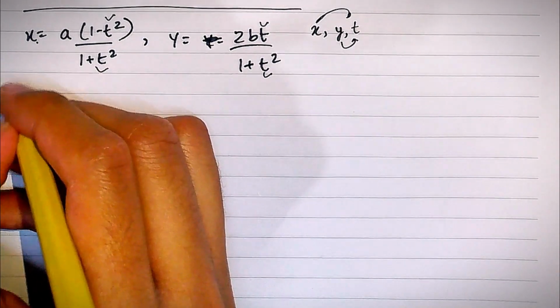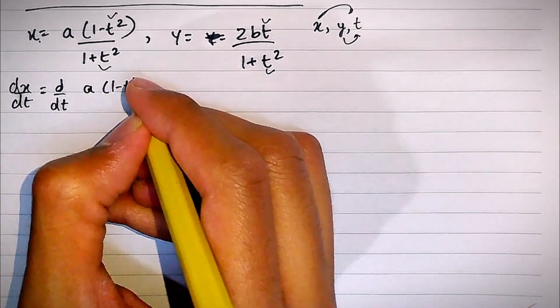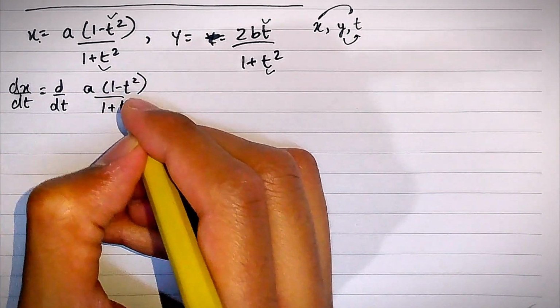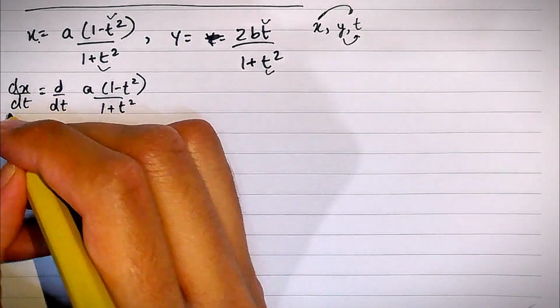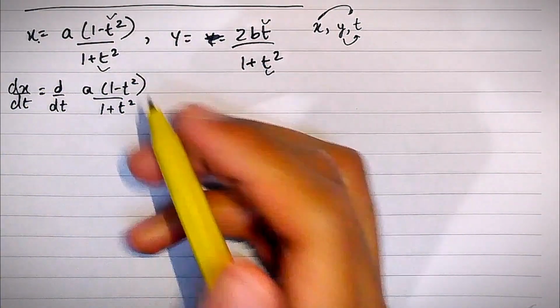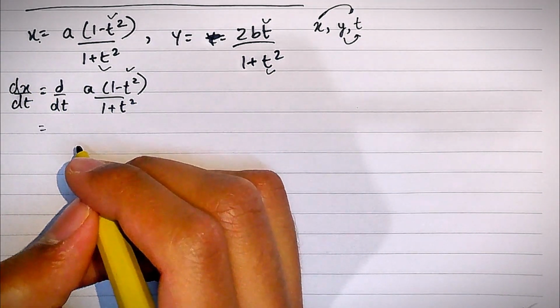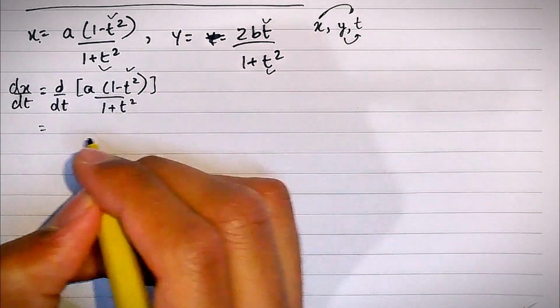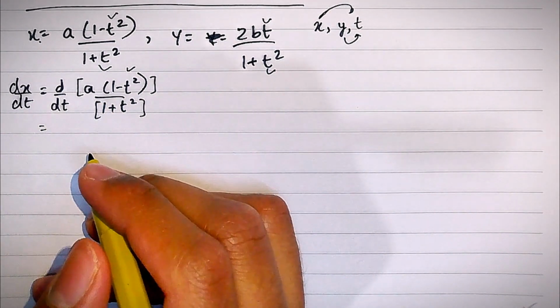So first of all, dx/dt, that is d/dt of a(1 - t²)/(1 + t²). And this fact proves that this equation is right, because the thing which is present in the denominator of the left hand side is present in the numerator of the right hand side. So we are going right. We will apply two properties. The first one, the multiplication property, and the second one, the division property.